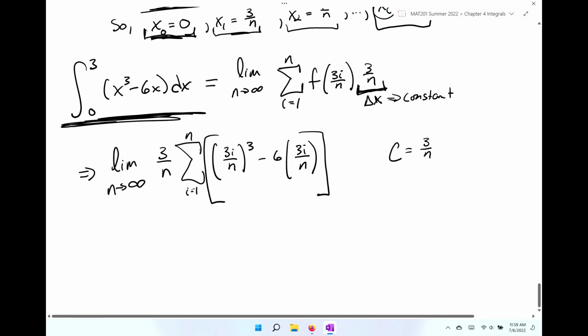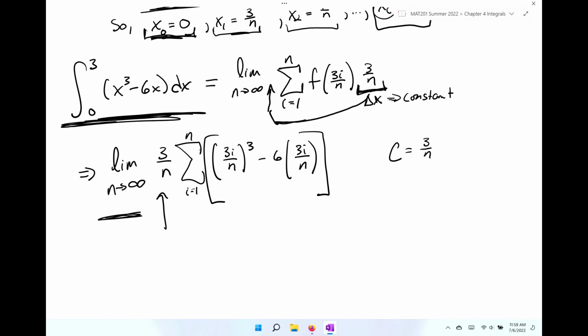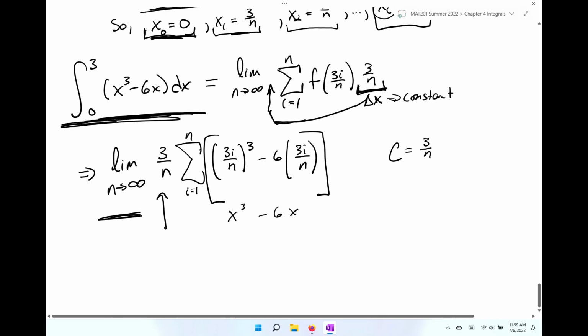So I'm allowed to take this and move it all the way up front. Actually, I don't want to put it in front of the limit. I want to put it in front of the summation. My bad. So that's why I have the limit as n goes to infinity of 3 over n times the summation from i equals 1 to n of x to the third minus 6x, which, since x is now equal to 3i over n, is 3i over n to the third minus 6 times 3i over n.